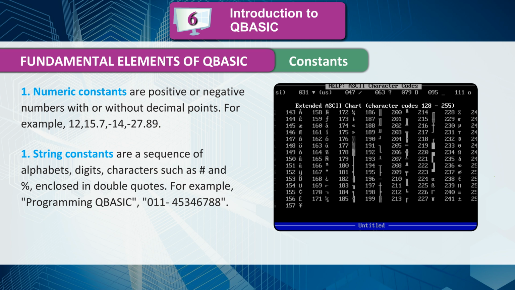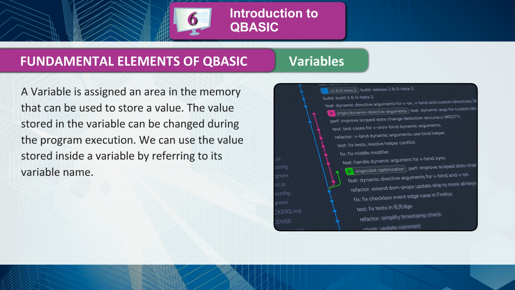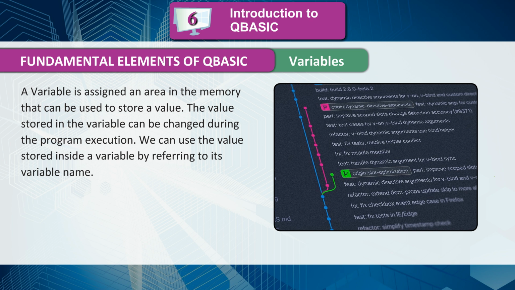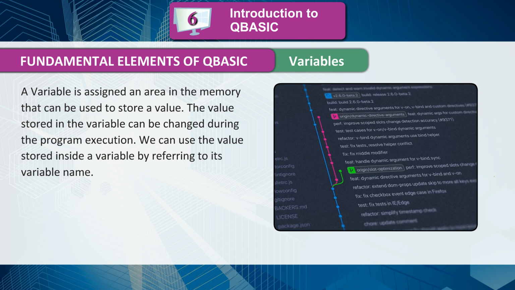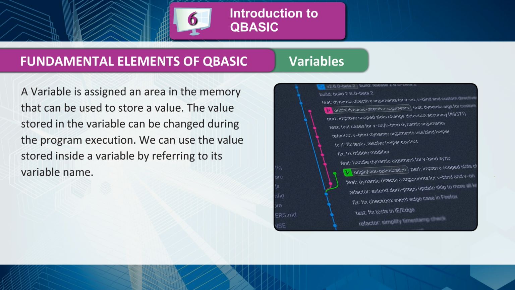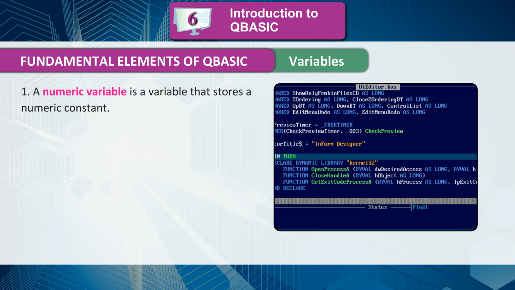For example, "Programming", "QBASIC", "-453467". Variables: a variable is assigned an area in the memory that can be used to store a value. The value stored in the variable can be changed during the program execution. We can use the value stored inside a variable by referring to its variable name. Variables can be of two types. 1. A numeric variable is a variable that stores a numeric constant. 2. A string variable is a variable that stores a string constant.